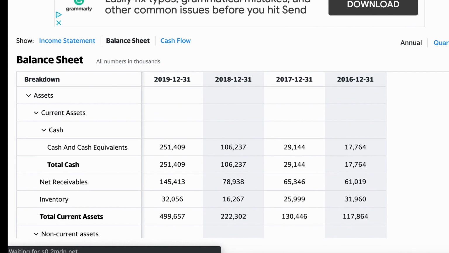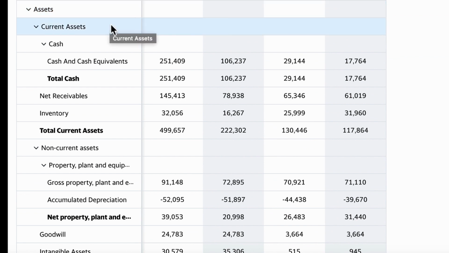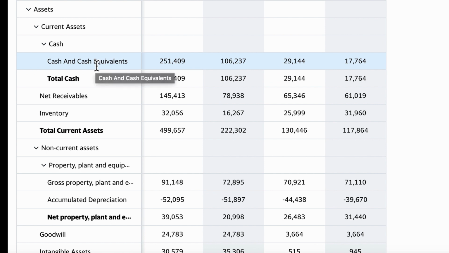Now the balance sheet. An asset is simply something the company owns that's worth money. Current assets mean that the asset can be turned into cash in the next 12 months. So we have cash and cash equivalents, and cash equivalents can be something like a bank account or a bond that is going to expire in the next 90 days. You can see here that their cash is consistently growing and it's added up over time.